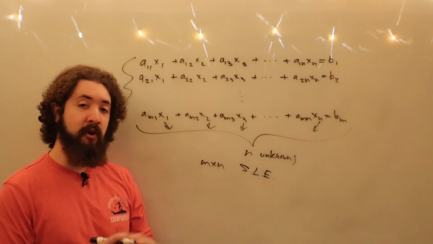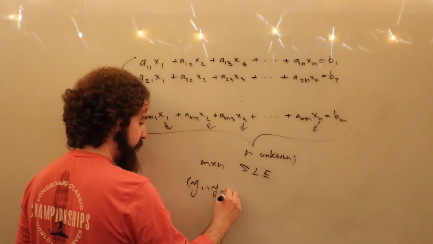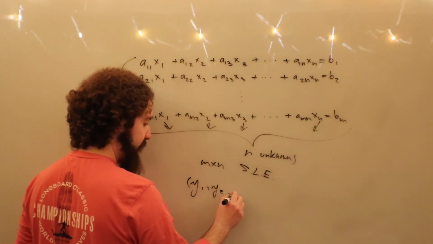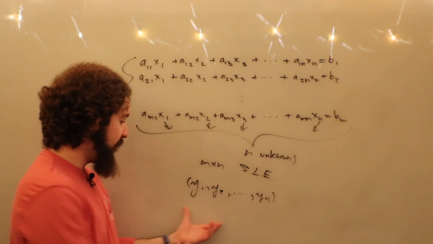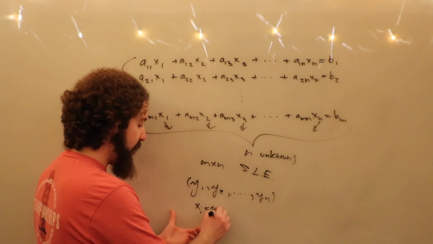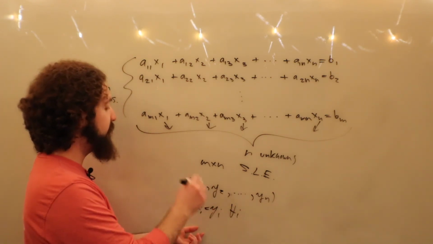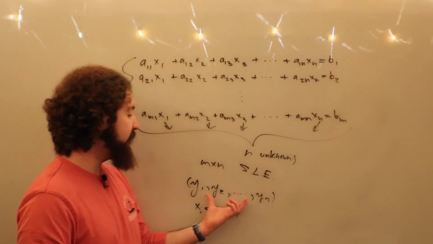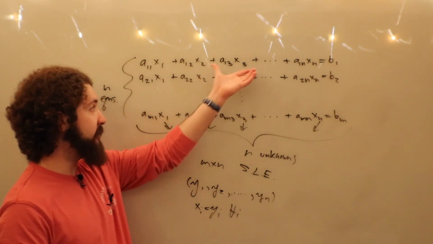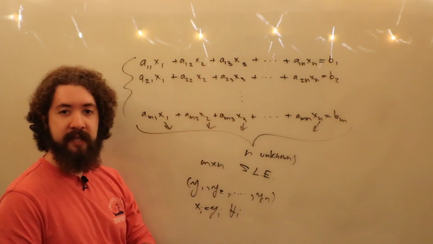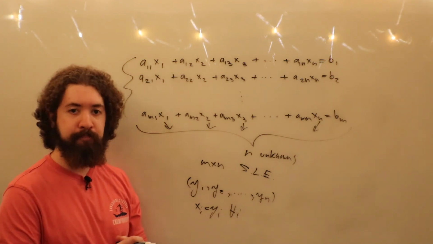And just as before, our notion of a solution to this is going to be an n-tuple, y1, y2, all the way up to yn, such that if we set xi equal to y sub i for all i, so y1 equals x1, y2 equals x2, etc. If we plug in these y values for the x's, then what we get is a true statement for each of these m equations. That would be considered a solution to our system of linear equations.